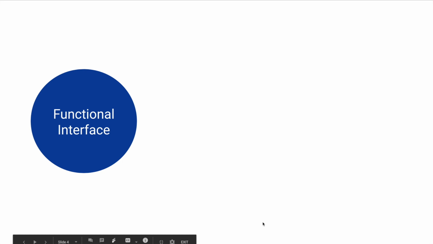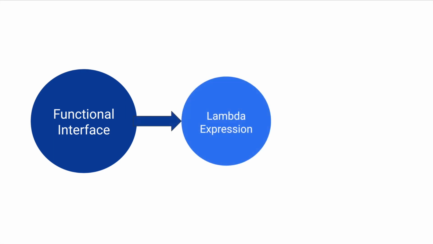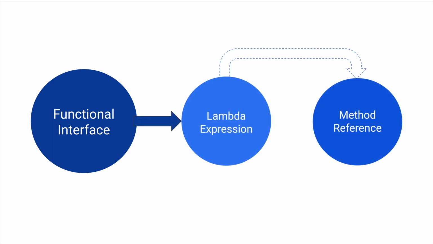Put it another way, you can convert every functional interface's anonymous class implementation to a lambda expression, and lambda expressions can be converted to method references, but not all of them, similar to what we saw in the previous slide. But then every method reference will always have an equivalent lambda expression.